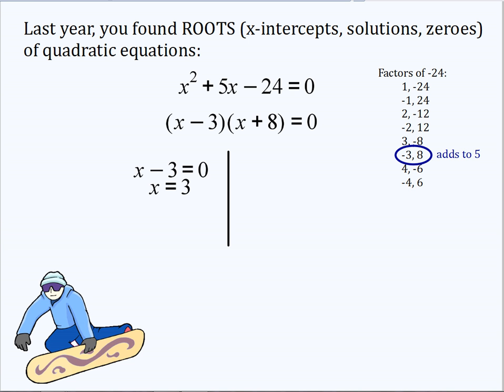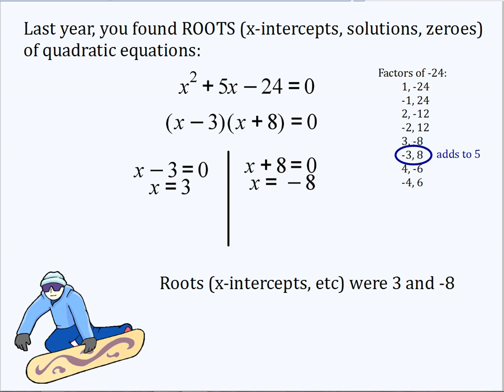Then we had to split them. In order for two numbers to be multiplied together and be equal to 0, one of those two numbers has to be 0. So if x minus 3 was the one that was equal to 0, x had to be 3. And if x plus 8 was the one equal to 0, then x had to be negative 8. So we had two solutions, or in other words, roots, that were positive 3 and negative 8.